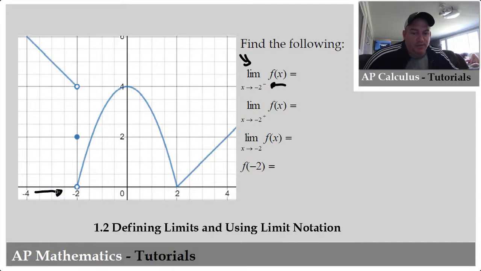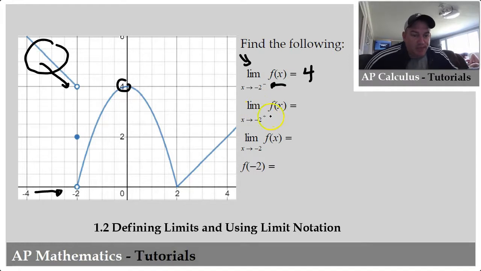Now, what do our function values approach when we're approaching -2 from the left-hand side? Well, that would mean this part of the graph. Okay? So as we approach -2 from the left-hand side, my function values approach that little hole in the graph. So the limit, the value that it approaches is 4. So the left-hand limit is 4.